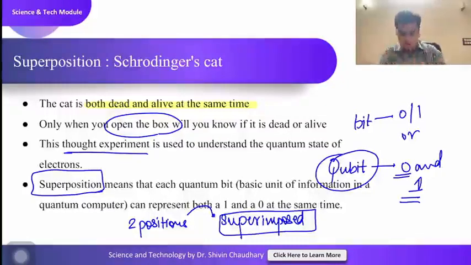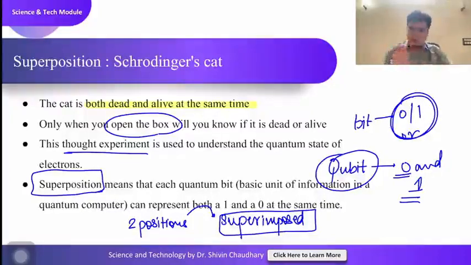Things that the normal computer sees only as OR. For example, if I give you another example, if there is a coin in your hand, the normal computer can see it only as heads or tails. Okay, either it will see heads or it will see tails.